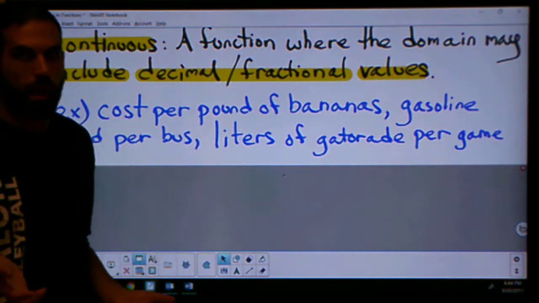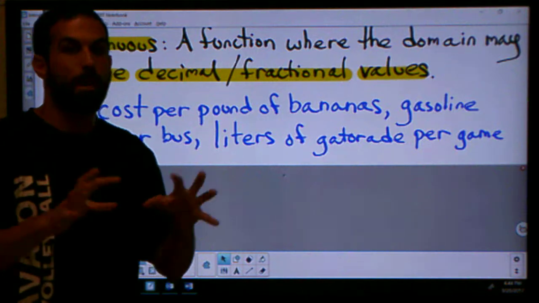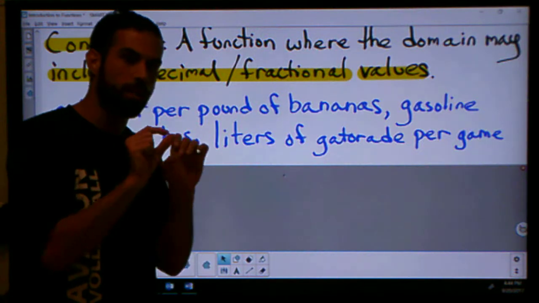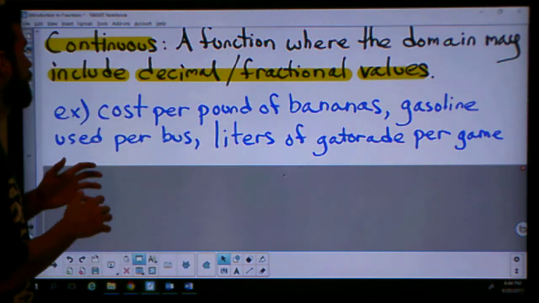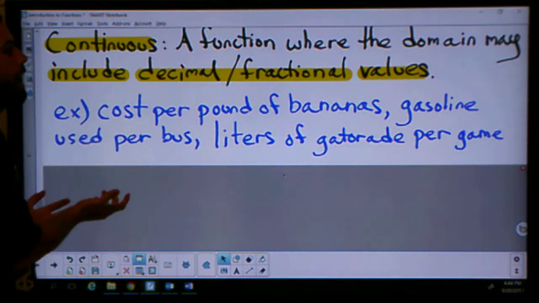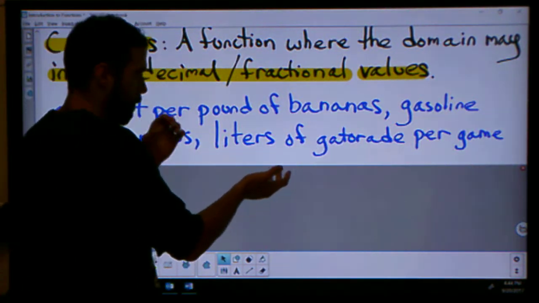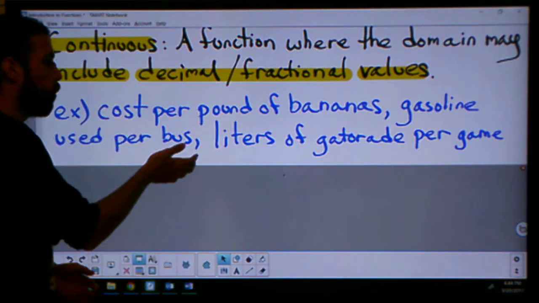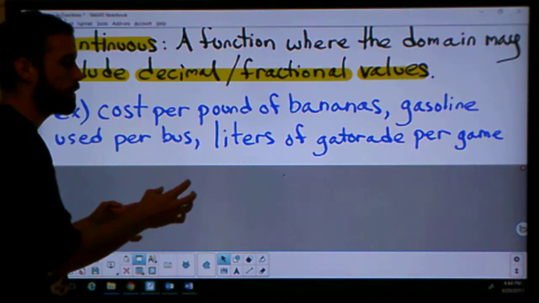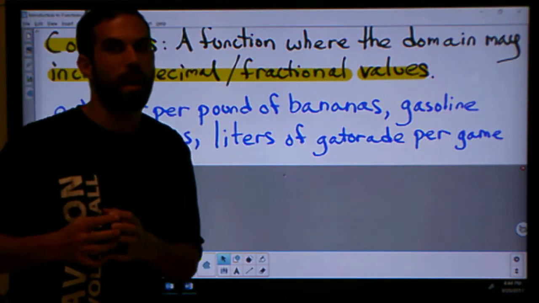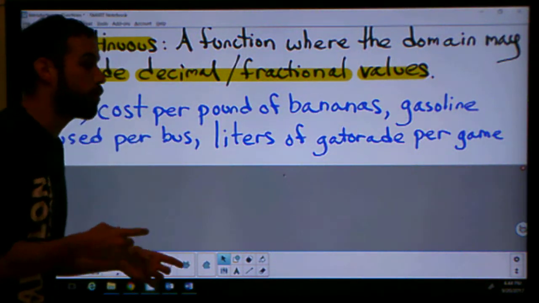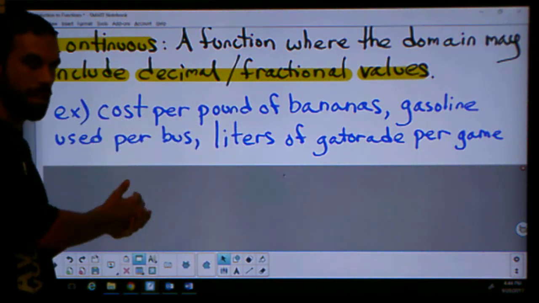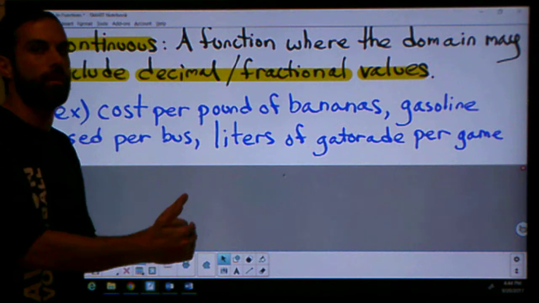Likewise, gasoline used per bus. As any vehicle drives around, the gas that's in that vehicle is not just magically disappearing 1 gallon at a time. It trickles away piece by piece. You lose a little bit of gas as you drive, so it's measured in ounces, in gallons. And then lastly, if you are playing any sporting event and you are drinking, let's say, Gatorade on the sidelines, well, your measurement is not going to be an entire liter of Gatorade at a time. You're going to be sipping a bottle throughout the game. You're going to be taking bits and pieces of it. So these would be continuous situations, ones where decimals and fractions, smaller increments, can be included.